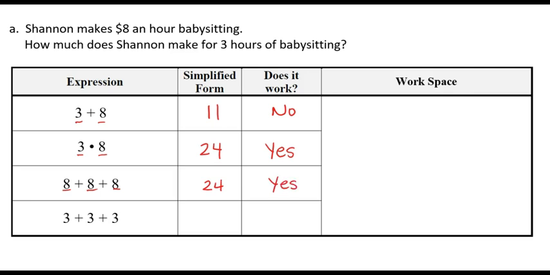And then the last one shows me 3 plus 3 plus 3. Well, in this case, the 3 represents hours, so it wouldn't make sense to add the 3 groups of 3. That would give me 9 hours, and that does not match the word problem. So 3 groups of 3 is 9, and no, that expression would not match what we're trying to do in the word problem. So again, this is an introduction to expressions and how to simplify them.